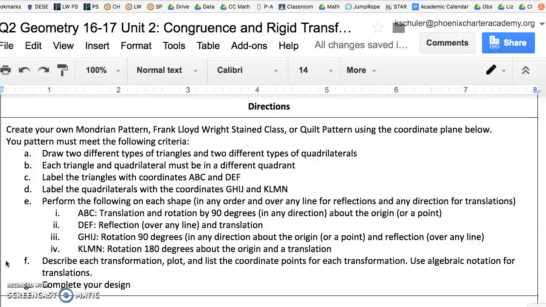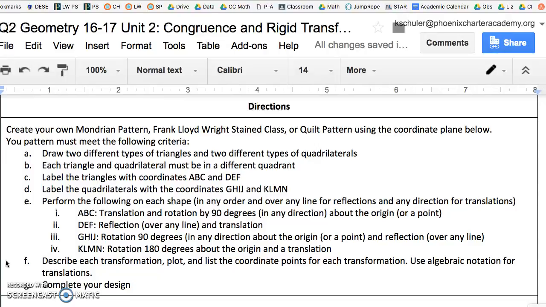Additionally, each triangle and each quadrilateral must be in a different quadrant. So that means that your original pre-images are going to be in different quadrants. Your triangles are going to be labeled with A, B, C, and D, E, F for your pre-images, and your quadrilaterals will be labeled with G, H, I, J, and K, L, M, N for your pre-images of your quadrilaterals.